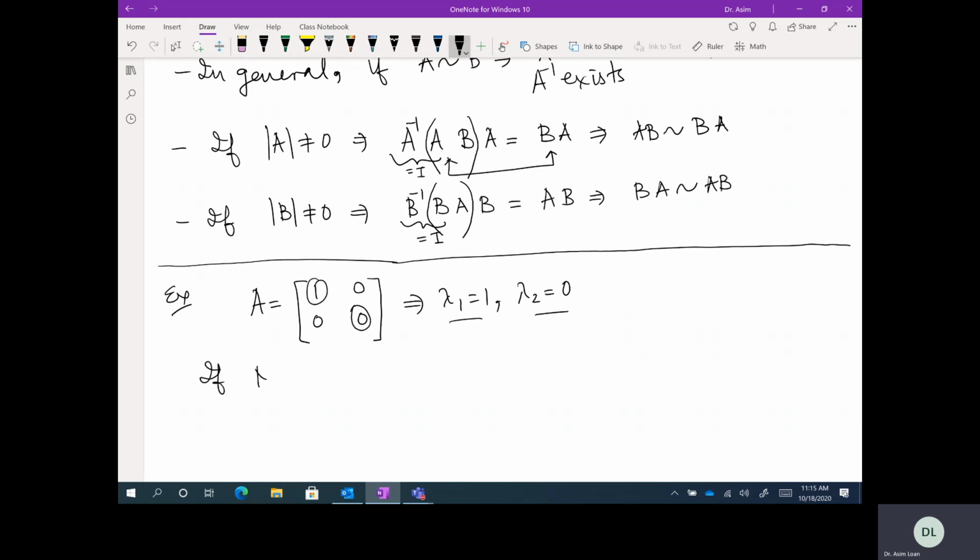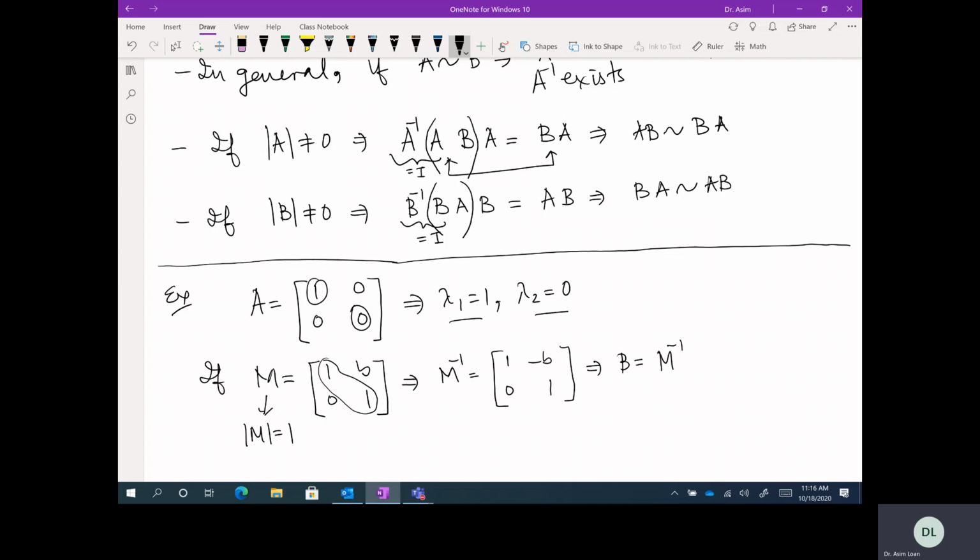So if M equals [1, b; 0, 1], this implies M inverse is equal to... So what is the determinant here? The determinant here is 1, the main diagonal product, and the off-diagonal is 0. So M inverse is equal to, I swap these two, put a minus here, and 0 here. Okay. And what is B? B is equal to M inverse AM, which is M inverse [1, 0; 0, 0] times [1, b; 0, 1].